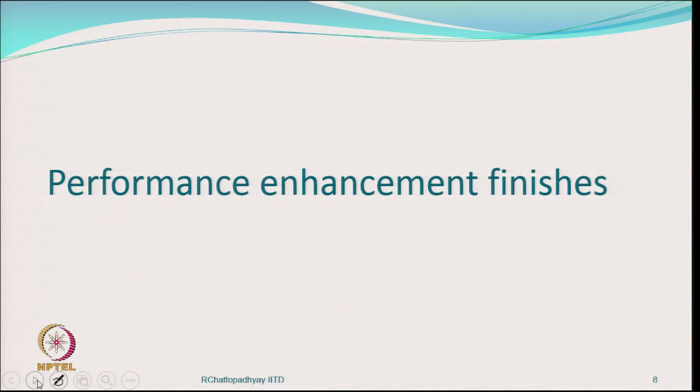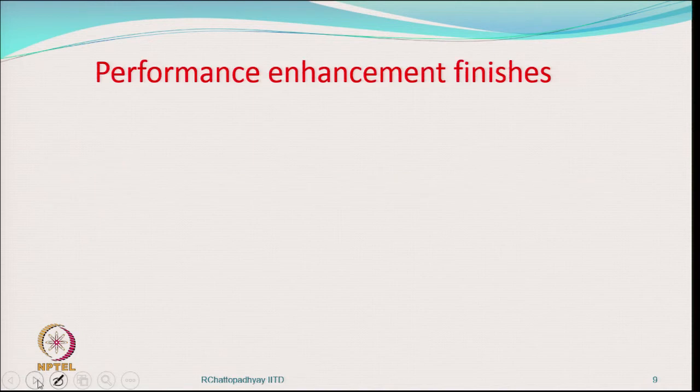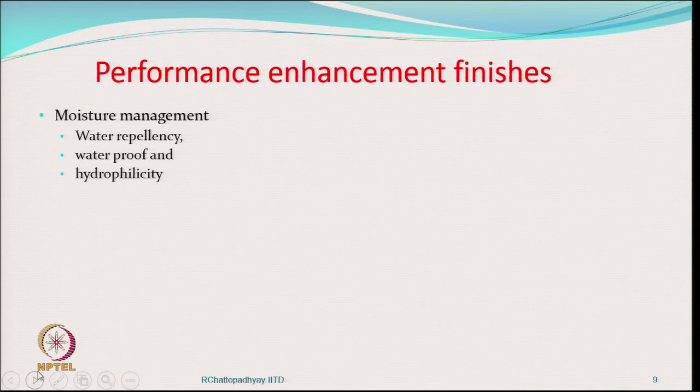Other than this, there are performance enhancement finishes, which are specific treatments where we want to improve some specific performance. The first one is moisture management. This is a term which is very popular nowadays. We want to produce moisture management type of fabrics. What does that mean? It basically means there are three aspects of this, and these are water repellency or water proofing, and hydrophilicity.